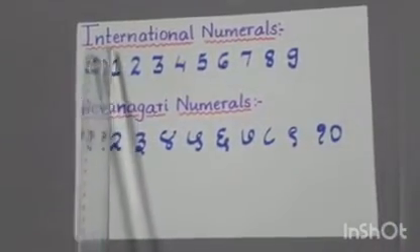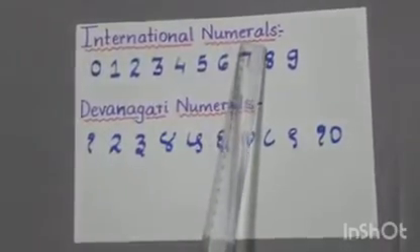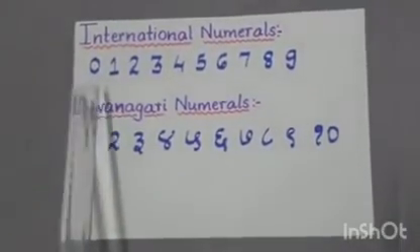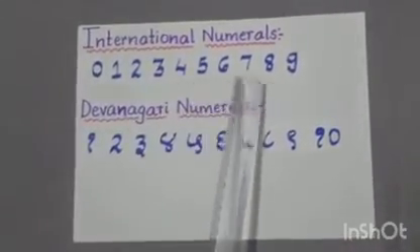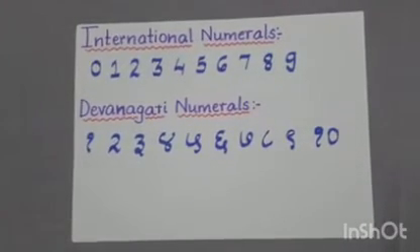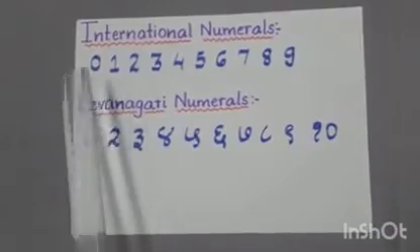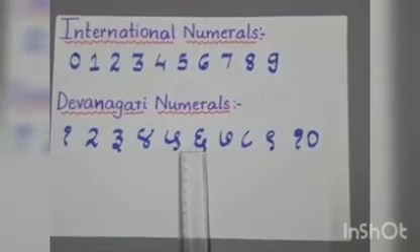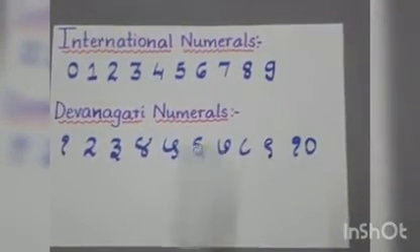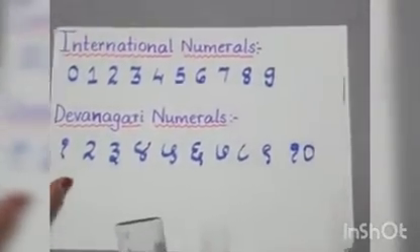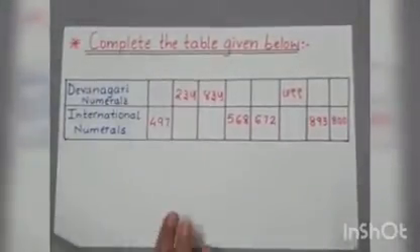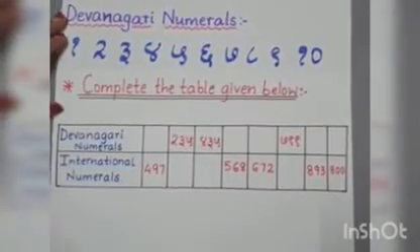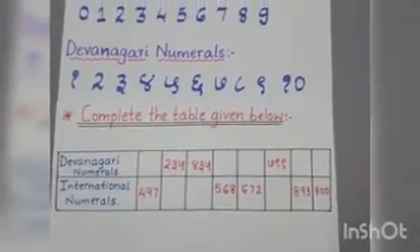Now children, we'll see something interesting, that is international numerals and Devanagari numerals. Now what are international numerals? The number we have is 1, 2, 3, 4, 5, 6, 7, 8, 9 as we write in our number books, okay, in maths book, that is international numerals. 1, 2, 3, 4, 5, 6, 7, 8, 9, 10 and so on. So now we have an activity on this. Complete the table given below. We are going to look at the international as well as the Devanagari numerals and complete this table.